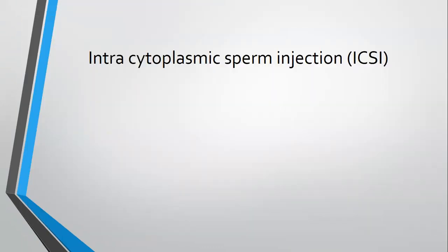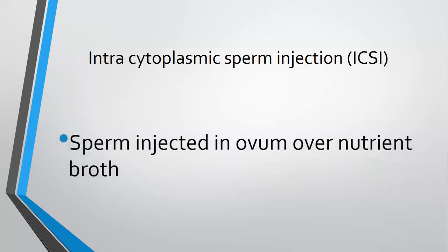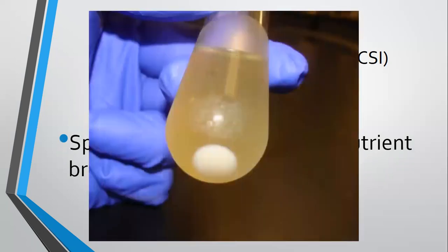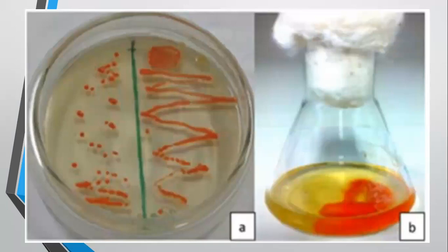Then we have intracytoplasmic sperm injection. What will happen? The sperm is taken out and injected into the ovum over the nutrient broth. Now you must be wondering what they are doing. This is nutrient broth. The white is the sperm, like the zygote. Now, what is nutrient broth?